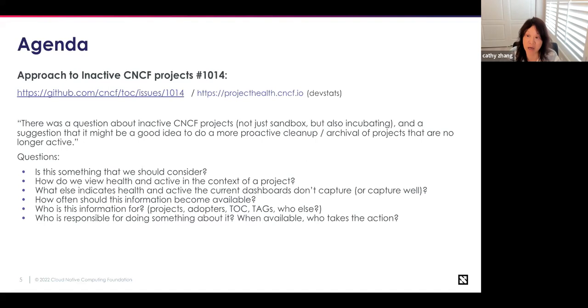I also agree with John's comment that we need to treat the graduated project differently than sandbox or incubating.